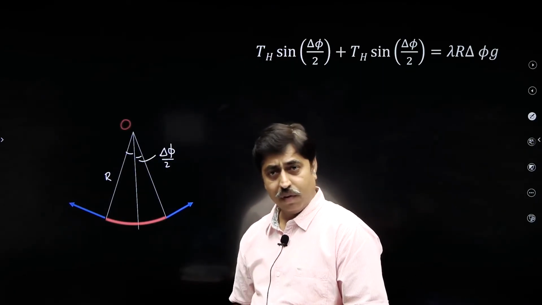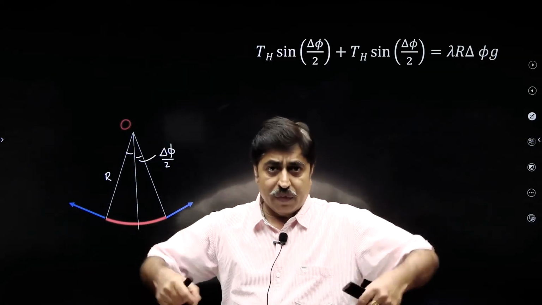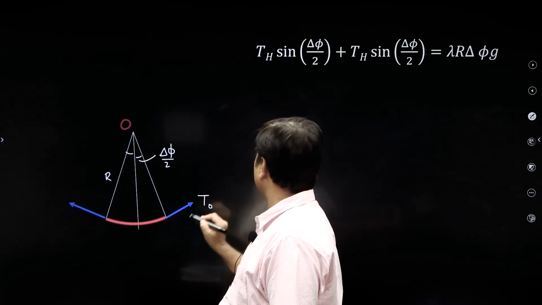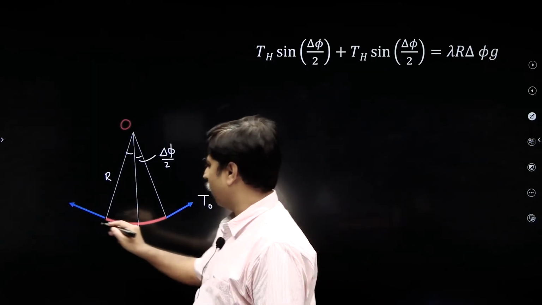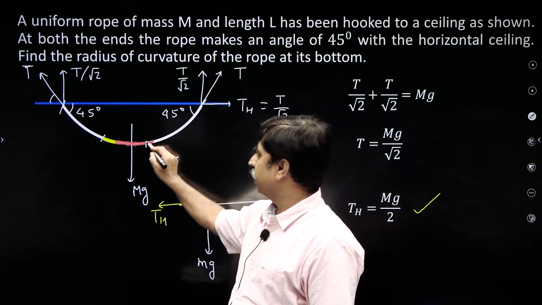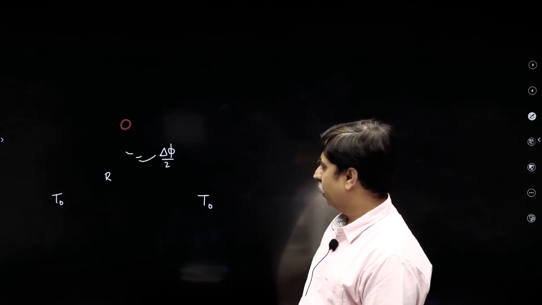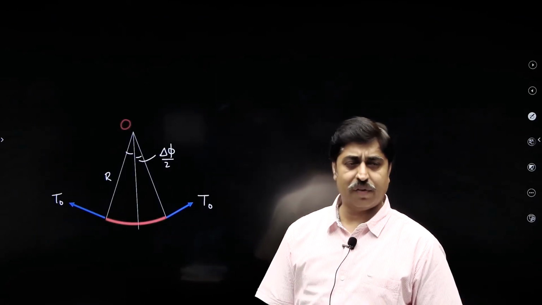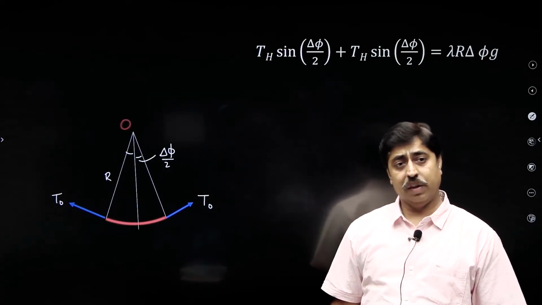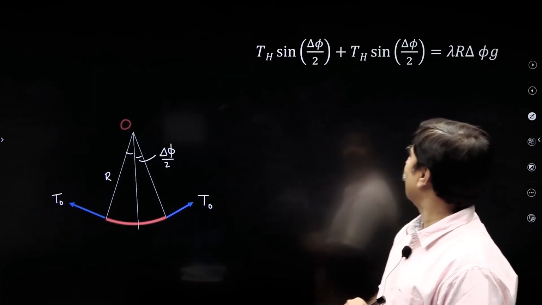Now, we will study the equilibrium of this small red colored part. What are we going to do? The two ends of this red colored part are being pulled by the neighboring particles of the rope. Let us say the tension here is T naught, and here also the tension is T naught. Of course, it is tangential to the rope at that particular point. Now, do we know the horizontal component of this tension? Yes, it is known to us, isn't it?